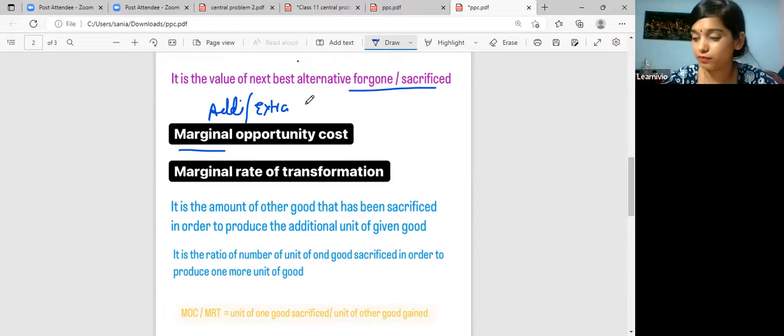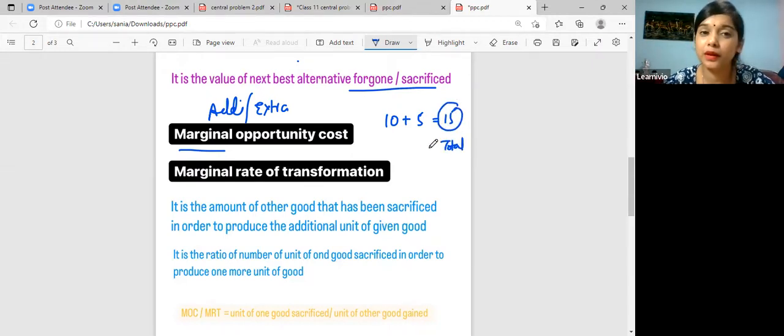For example, I have 10 rupees with me, right? And my uncle gave me 5 rupees. Now I have 15 rupees, right? So basically, this is the total money I have. But this 5 rupees is my marginal amount, marginal money. Why? Because I had 10 rupees, but my uncle gave me additional money, extra money. So this 5 rupees is my marginal amount. If I ask you what is your marginal amount, you will say the additional money, not the total, not the initial one, only the extra money you got. So marginal opportunity cost is basically the extra you are getting.